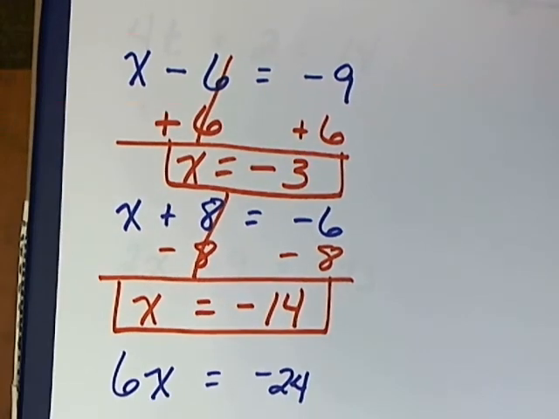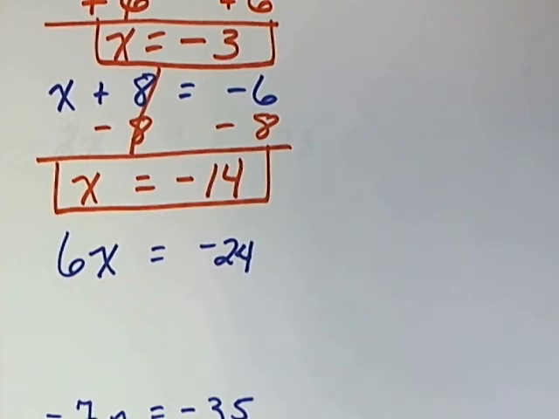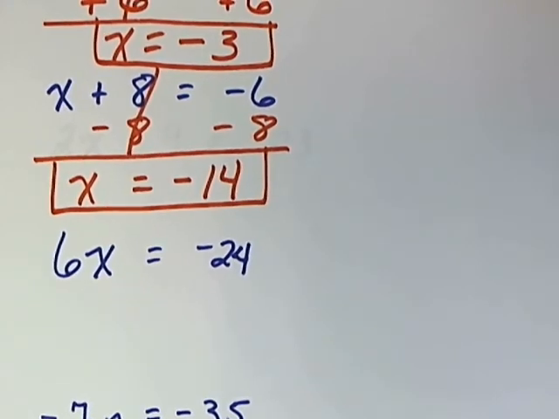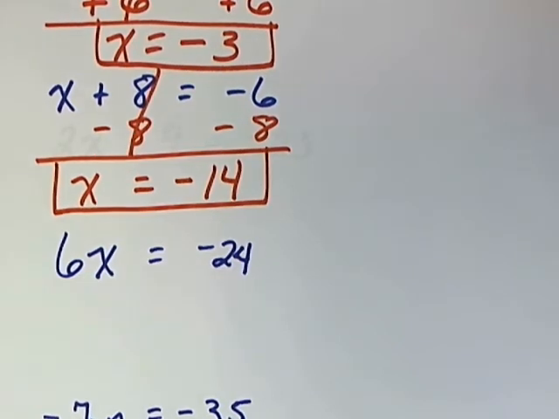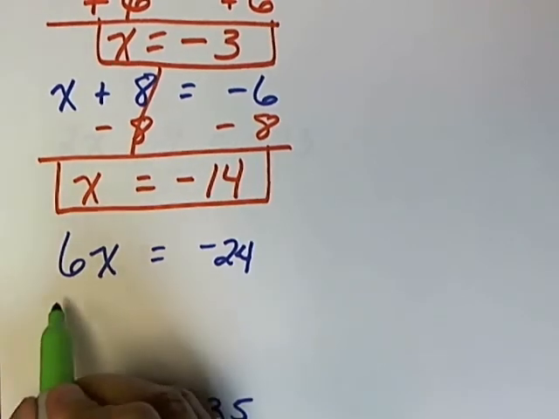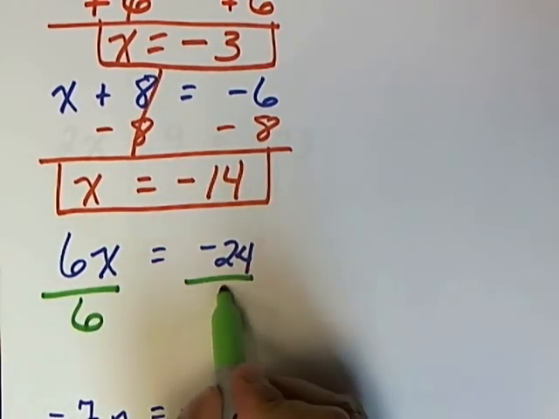A couple more examples here of one-step equations that we solved last week. Here we have 6x equals a negative 24. This is not being added or subtracted because there's no symbol of plus or minus between the 6 and the x. So 6x, having that together, means multiplication. To cancel out multiplication, we divide. Once again, if I do something to one side of the equal sign, I have to do the same operation to the other side.